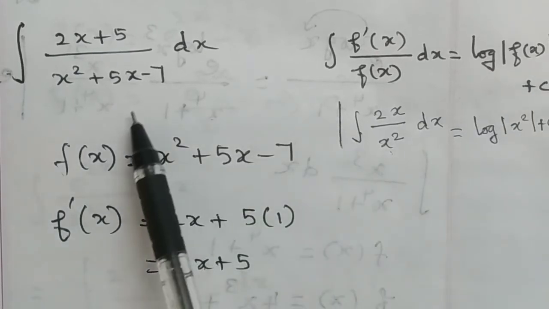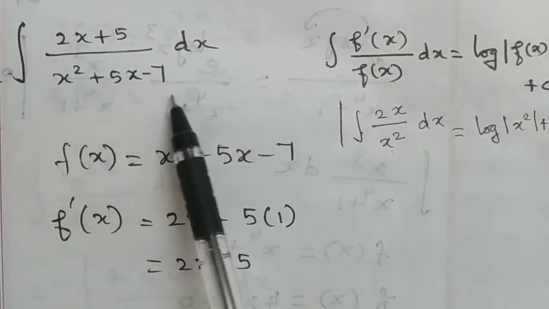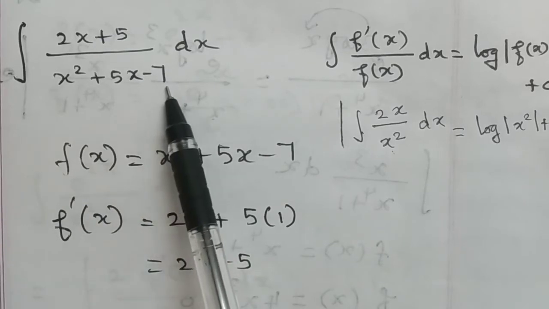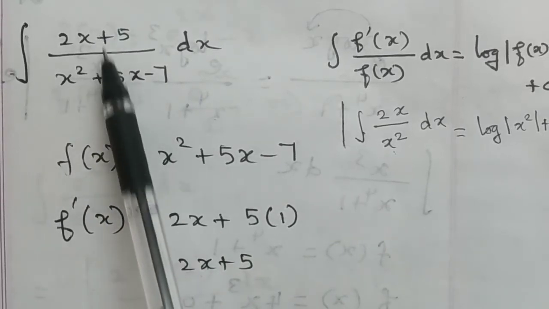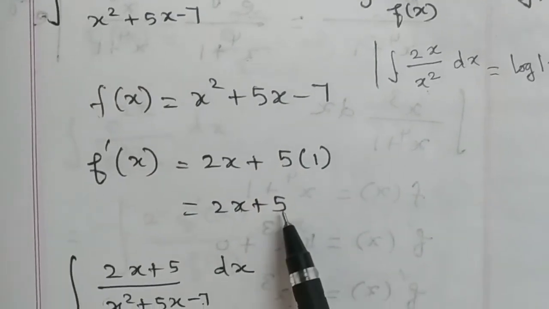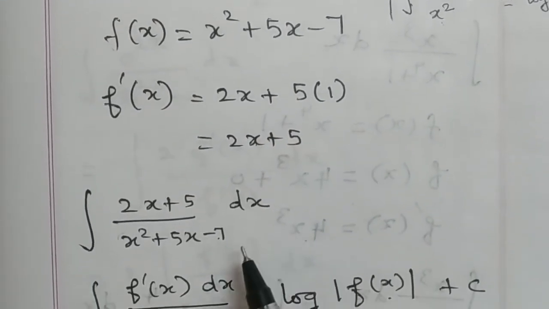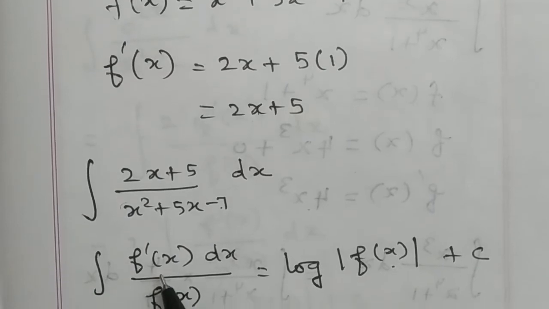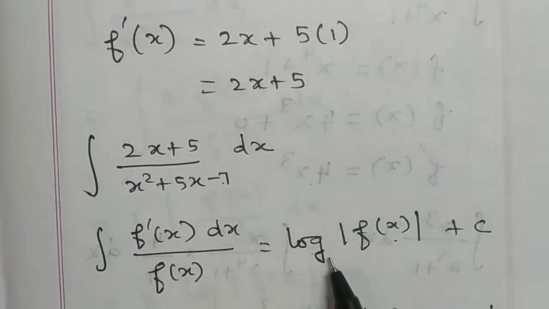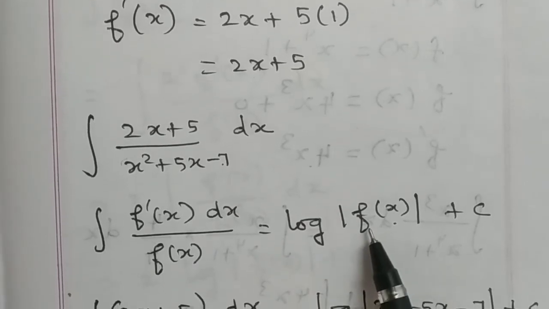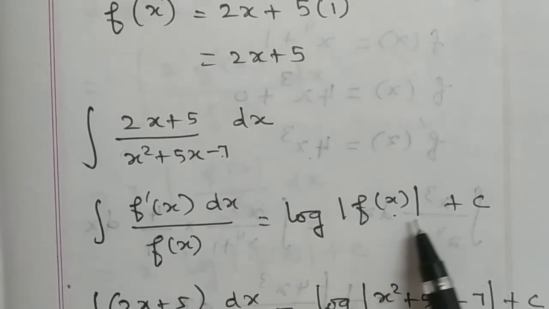In the same manner, here also the function f of x is given. We are finding the derivative f dash of x. It is in the numerator. So, what is the value here? Integral of f dash of x divided by f of x into dx, we know the formula, equals log modulus of f of x plus c.